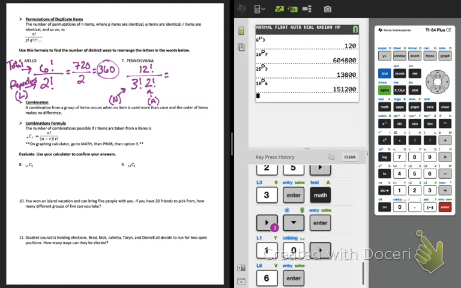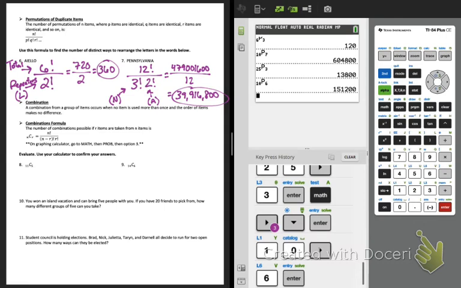So again, 12 factorial using the steps from before. You get a gigantic number, which happens when you use factorials, 479,001,600. In the bottom, 3 factorial times 2 factorial. So that would just be 3 times 2 times 1 times 2 times 1, which is 12. All you have to do is divide those two numbers. There are 39,916,800 distinct ways you can rearrange the letters in Pennsylvania, which is quite a lot.